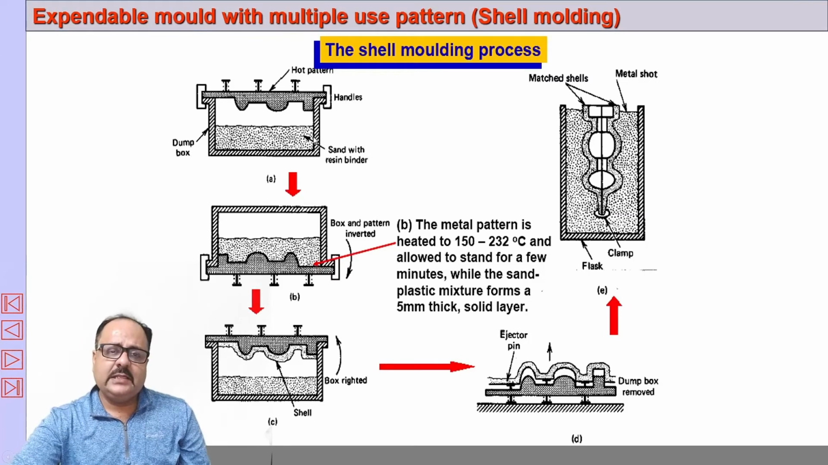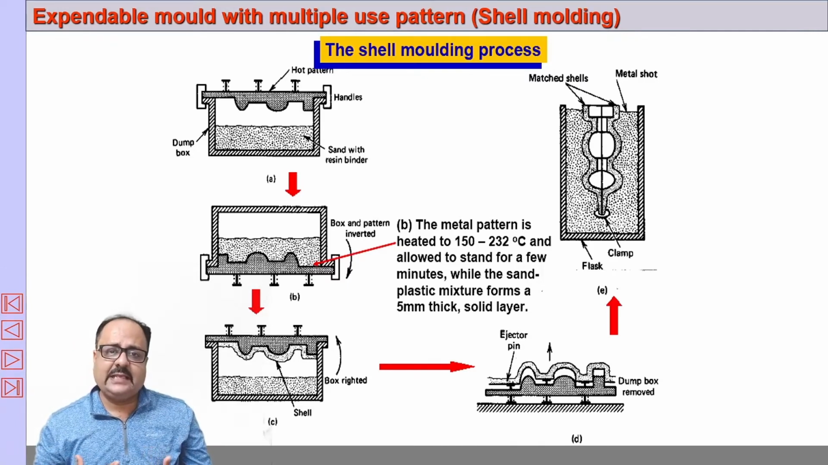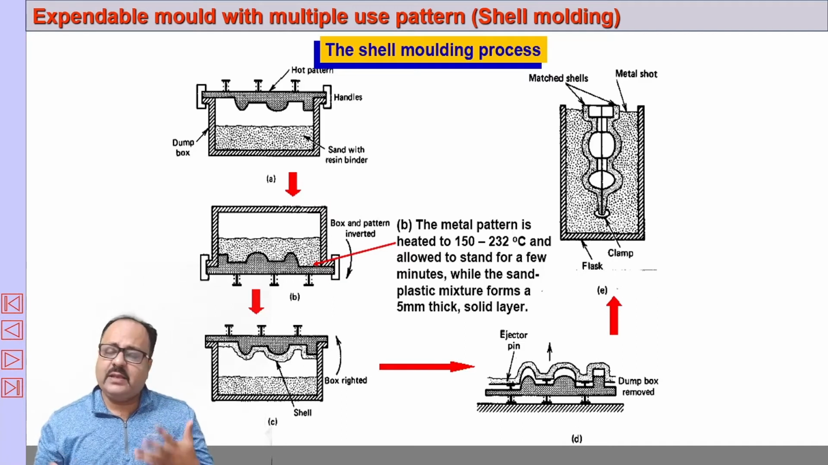So here the sand is mixed with phenol formaldehyde and a certain kind of catalyst called hexa. This hexa catalyst is also important in shell molding, and the other additives like coal dust, iron oxide, and zinc stearate or calcium stearate, all these are added and mixed in a muller, and the sand is prepared.